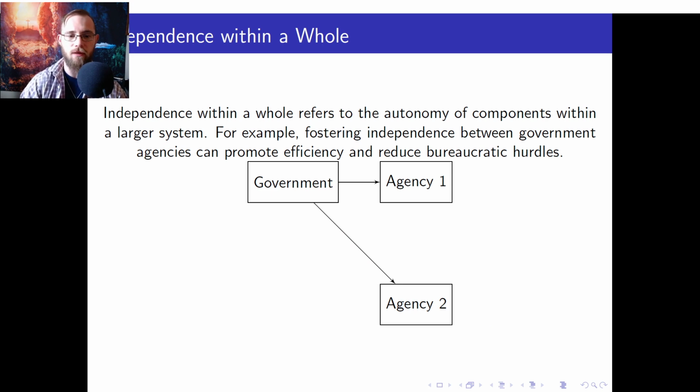Okay, independence within a whole. So in a complex system, you have some components that can function independently while being a part of a larger interconnected whole. So what this does is allows for greater flexibility and adaptability within the system. So the ability of components to function independently within a large system can lead to greater adaptability, resilience. So if we're thinking about this from the context of public policy, fostering independence between different agencies or departments can encourage innovation and allow for a more tailored response to those local conditions.